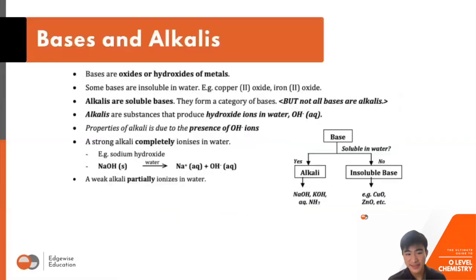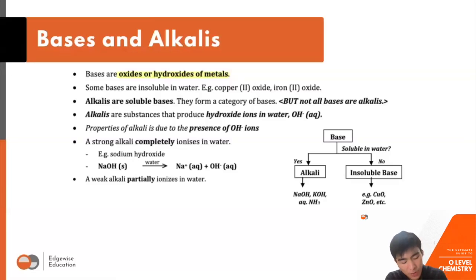Now, moving on to bases. Notes next page. Bases are oxides or hydroxides of metals. This is the definition of a base. Very important. Oxide or hydroxide of metals. Or some schools say metal oxide or metal hydroxide. Same thing. So what does this metal hydroxide or metal oxide actually mean? For example, copper oxide, sodium oxide, sodium hydroxide, they are all bases. They are all examples of bases.